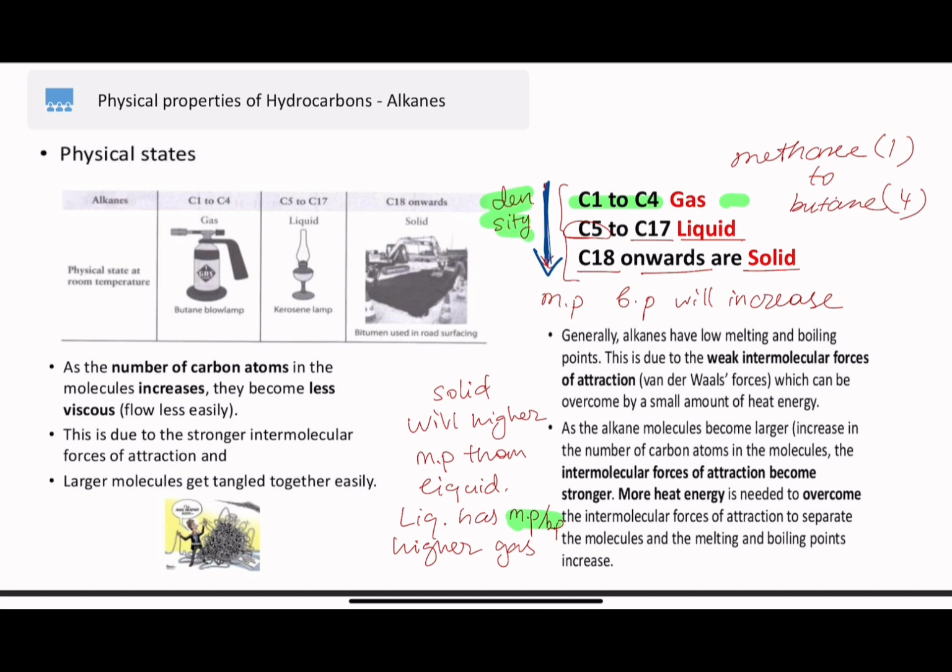The reason for this is the weak intermolecular forces. They are called van der Waals forces. This is something you covered in 10th grade, which I will draw in the next slide. But let's finish this last bullet point. Here it says that as the alkane molecules become larger, increasing the number of carbon atoms, the intermolecular force of attraction becomes stronger. More heat energy is needed to overcome the intermolecular forces of attraction to separate the molecules, and that's why the melting and boiling points increase.